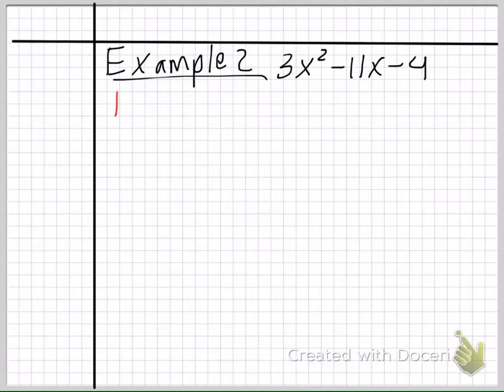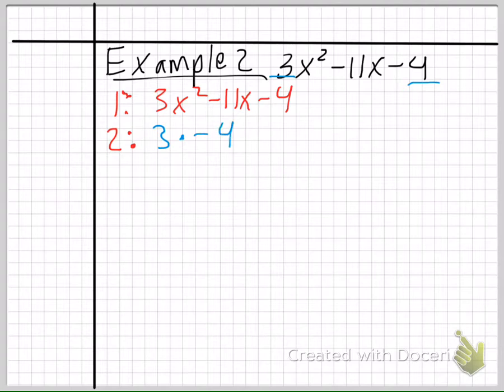So for step 1, we want to make sure that our expression is in standard form, and luckily for us it actually is. So we can just say 3x squared minus 11x minus 4. Very good. Now step 2, we want to find the product of the leading term and the end term. So we say 3 multiplied by negative 4 is equal to negative 12.